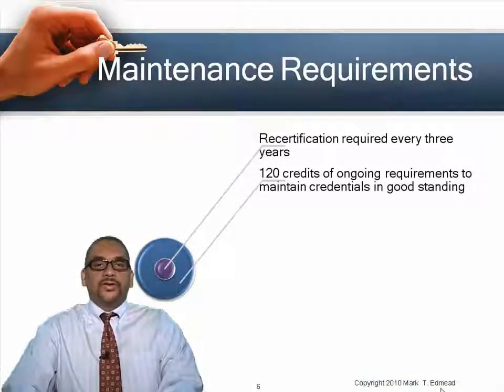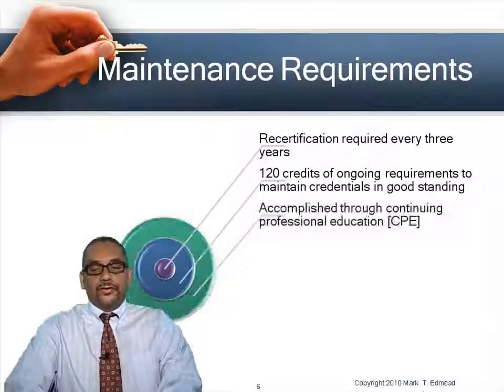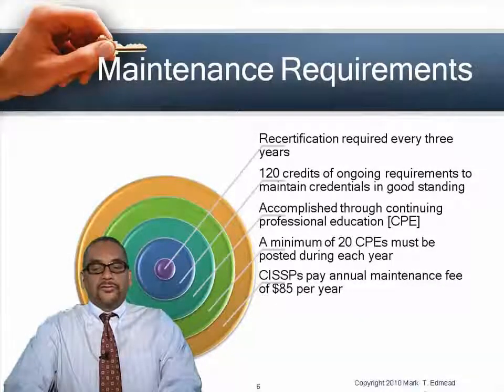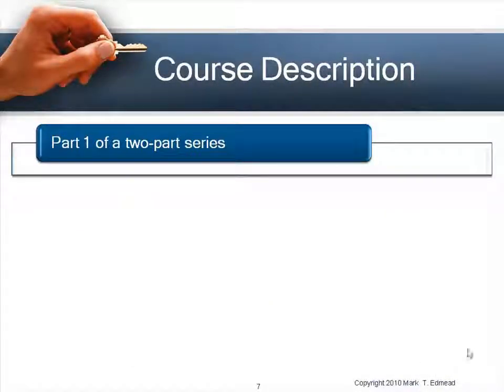Which means that when you attend a conference, when you read a book, or whatever other types of things that you can do in the information security world, you can get these CPEs. So you have to have 120 for the 3 years. Then that means that you have to have a minimum of 40 CPEs posted every year, and you can do this straight on the website. Then there's an annual fee that is currently $85 that needs to be paid in order to maintain the certification.